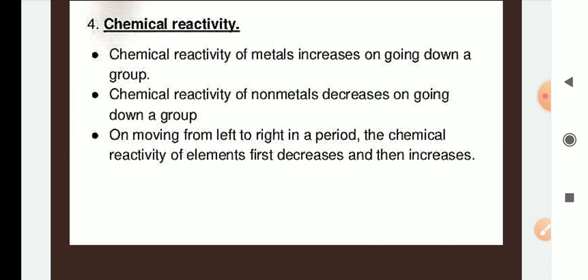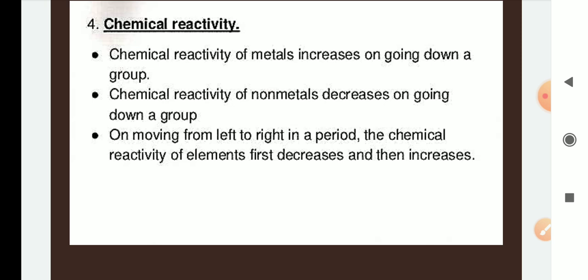And the tendency to gain electrons also decreases. So if you are coming down from top to bottom in a group, the non-metallic character will decrease and metallic character will increase, and atomic size increases. That's why non-metallic character decreases, because they have the tendency to lose electrons rather than gain electrons.